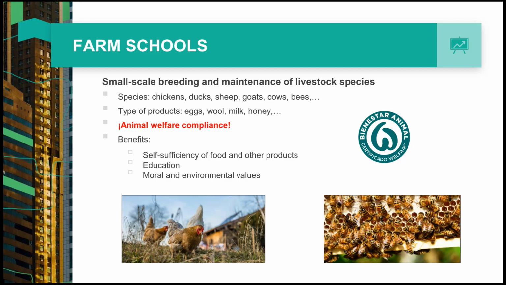As in the case of urban gardens, these measures allow the self-sufficiency of food and other products at the local level, incorporate a series of educational benefits in the case of schools, and encourage the acquisition of moral and environmental values, allowing an understanding of the behavior of animals and the development of respect towards them.